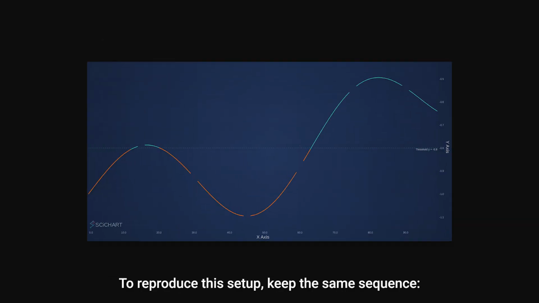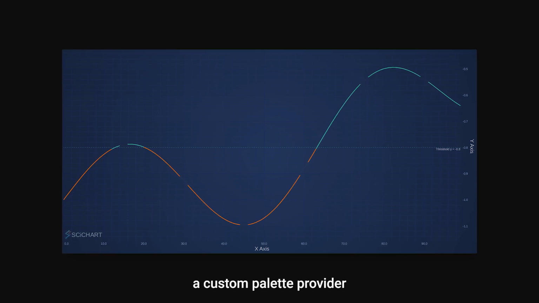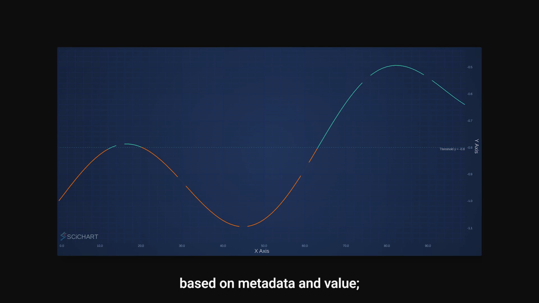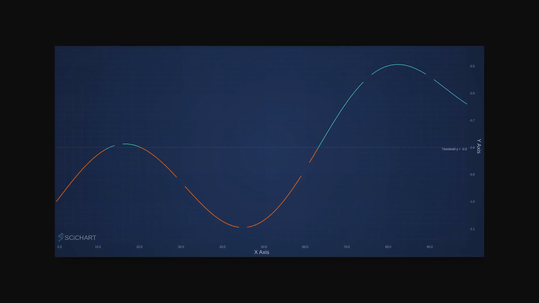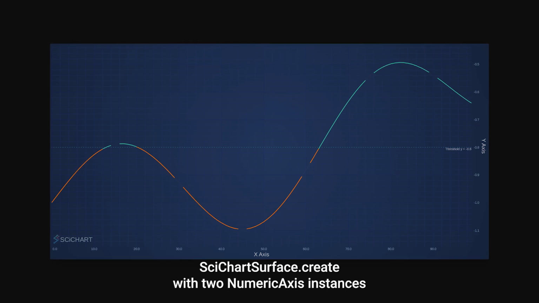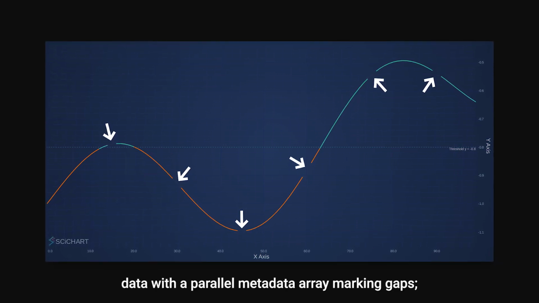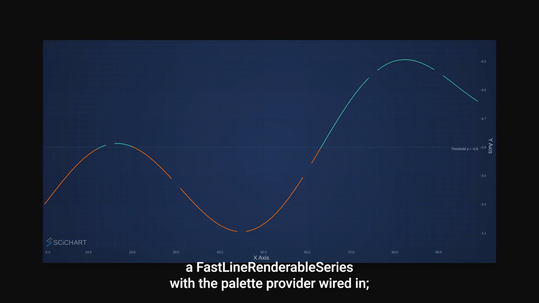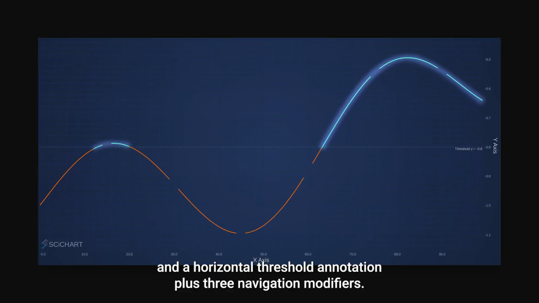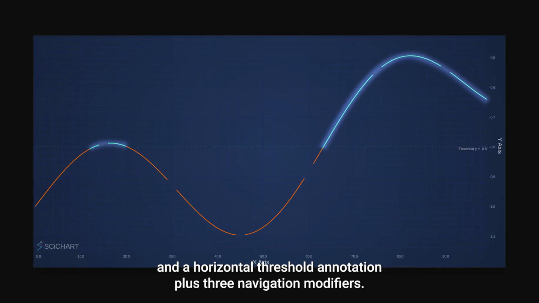To reproduce this setup, keep the same sequence: a custom palette provider that overrides override stroke ARGB based on metadata and value, SciChartSurface.create with two numeric axis instances, and a small Y grow by. Data with a parallel metadata array marking gaps. A FastLineRenderableSeries with the palette provider wired in, and a horizontal threshold annotation, plus three navigation modifiers.